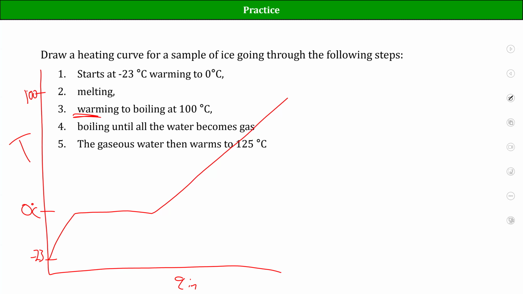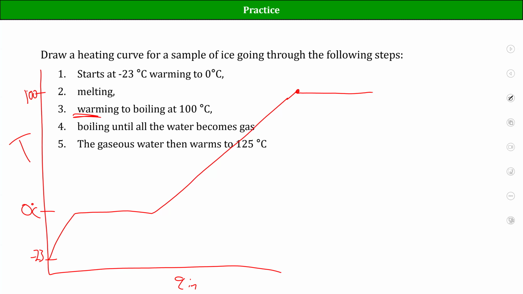So once we get to 100 Celsius, we have another phase change. Phase changes are always going to be flat on these heating curves because all that extra energy is going into the phase change, not into temperature change. And then it stops eventually, when all of the liquid water is boiled off.